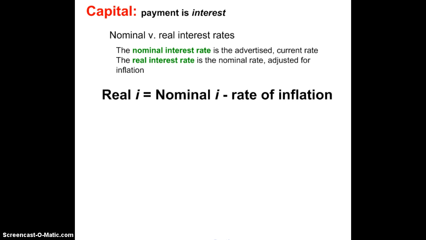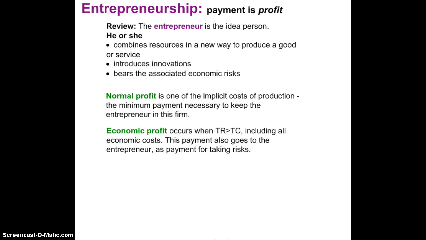We're going to skip over the nominal versus real right now and just very quickly touch on entrepreneurship. Fortunately, earlier in the semester, we actually talked about the payment to entrepreneurship, which is profit. And if you recall, way back from Unit 2, we talked about two kinds of profit, normal and economic profit. Normal profit is one of the implicit costs of production. It's the minimum amount an entrepreneur needs to be paid in order to actually stay with the firm. It's how much Bill Gates needed to earn in order to keep his talents at Microsoft instead of going elsewhere. How much did Steve Jobs need at Apple?